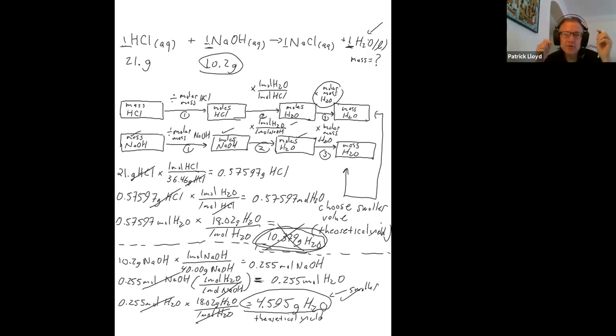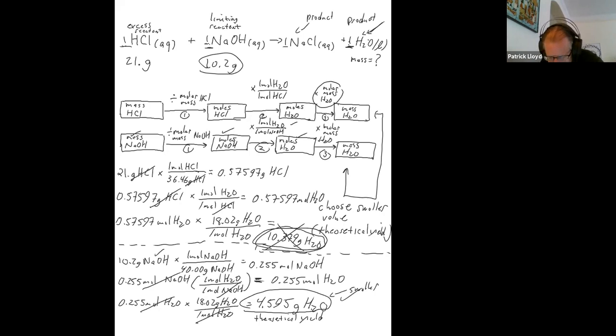Okay. Remember, the reactant that gives you the smaller amount is called the limiting reactant. So that means it looks like the sodium hydroxide is the one that gave us the smaller amount. So this is the limiting reactant. The reactant that gives you more of the product is the excess reactant. So that would be the HCl. Okay, this is called a product. So is this. This is called a product.